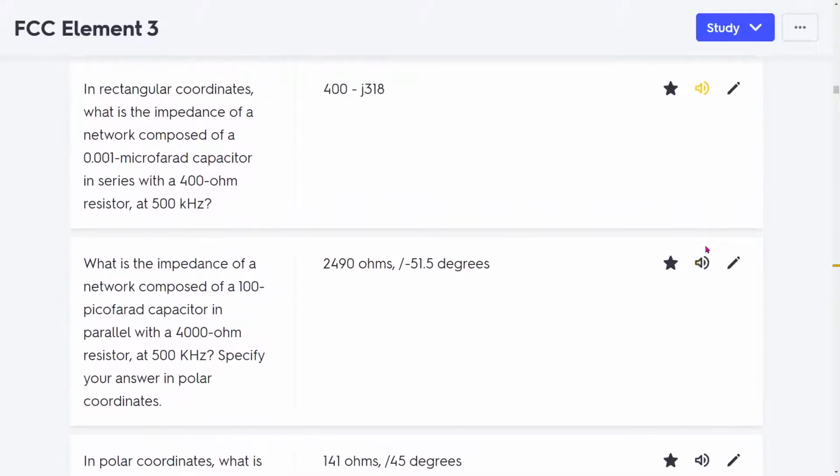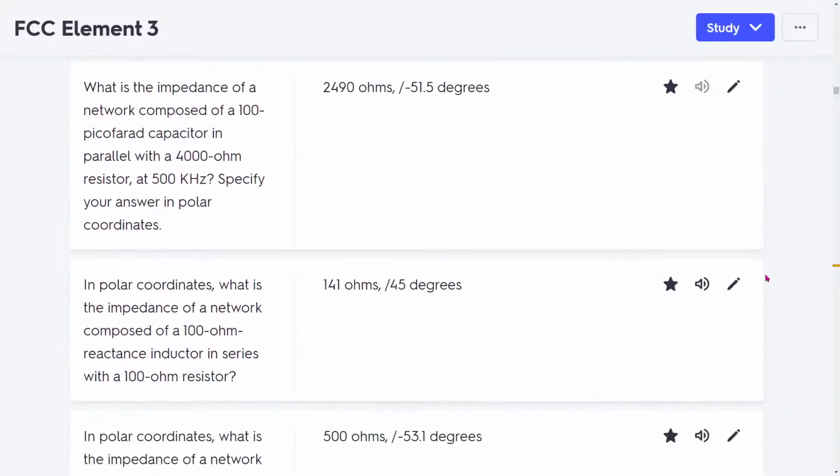400 minus j318. What is the impedance of a network composed of a 100 picofarad capacitor in parallel with a 4000 ohm resistor at 500 kHz? Specify your answer in polar coordinates. 2490 ohms at minus 51.5 degrees.